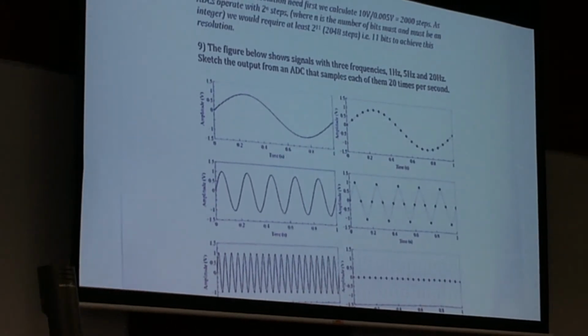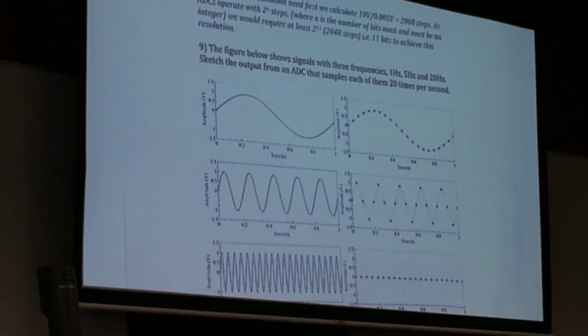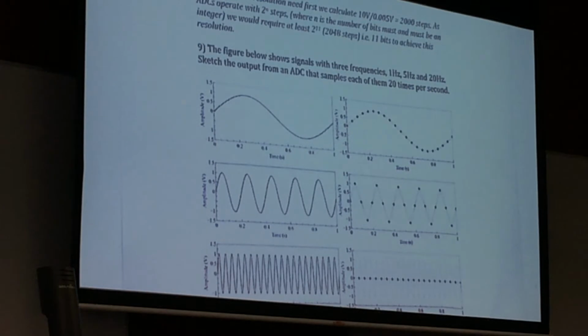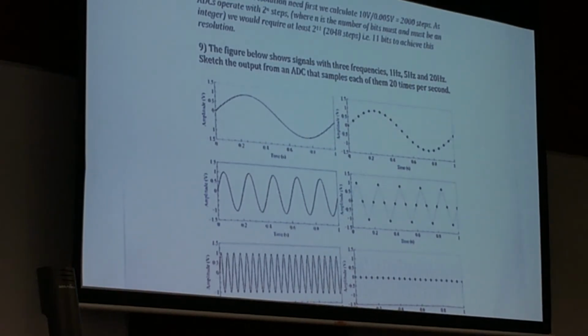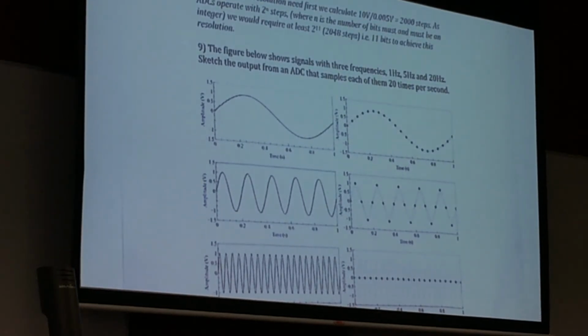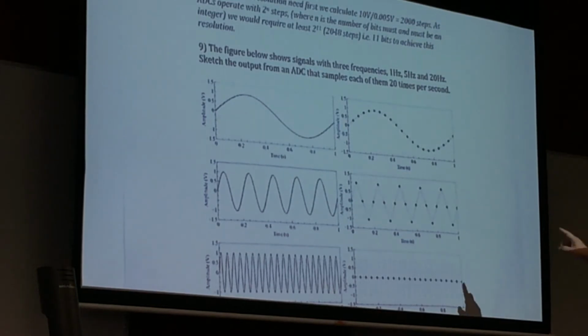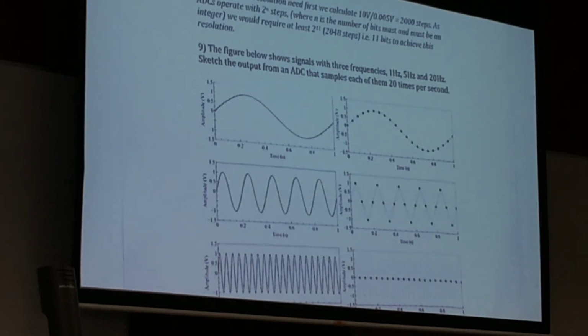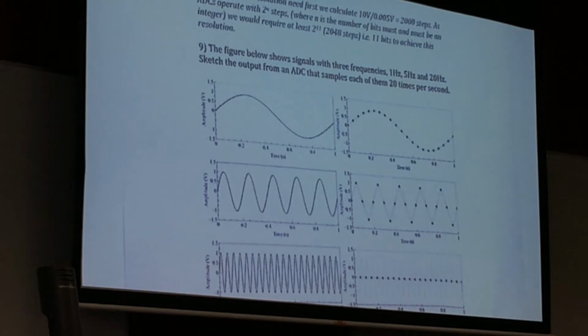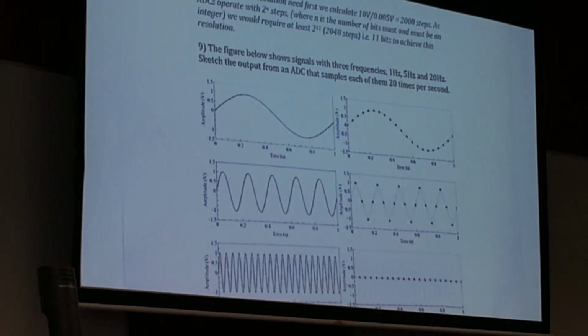Now, if I were to sample my signal 20 times per second, alright? 20 times per second means that within the 1 second, you need to chop it into 20 intervals. Is that clear? Now, once you chop it into 20 intervals, you draw a line. Where it cuts, that is the point at which your ADC sees the value. Agree?